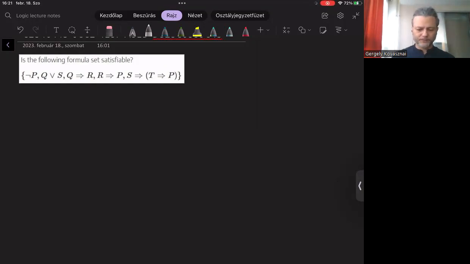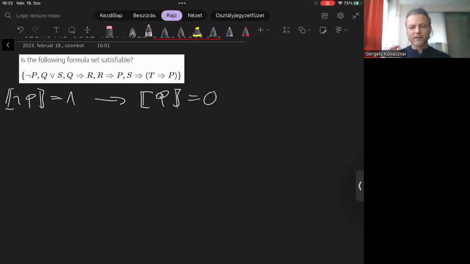So first of all, it's quite intuitive to start with the easiest formula, not P. Since now we are proving satisfiability, we are proving that all those formulas can be true or 1 at the same time. We know that this formula must be 1, of course. And of course, it implies that then P must be false. So 0 as a value must be assigned to P. This is a fact. And this is what we are going to use later on. Okay, so how to continue?